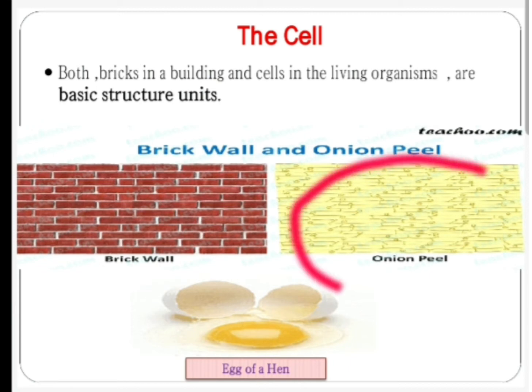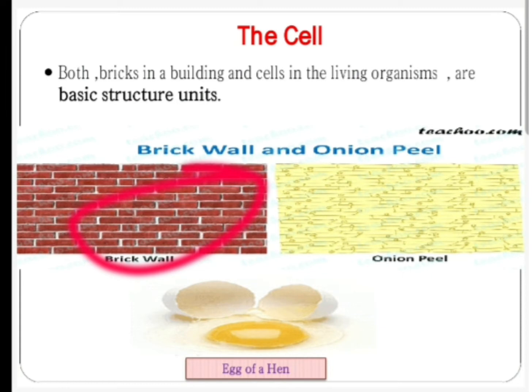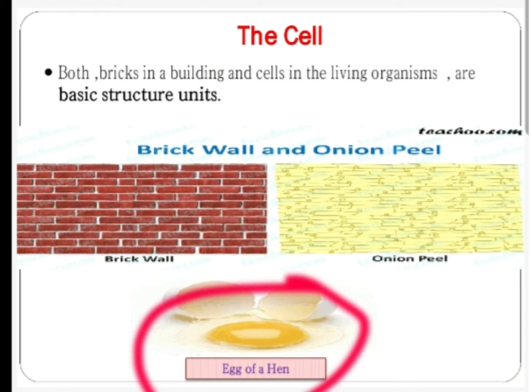And this is an onion peel cell. Cells in living organisms are complex living structures unlike non-living bricks. And the egg of a hen represents a single cell and is big enough to be seen by the unaided eye.